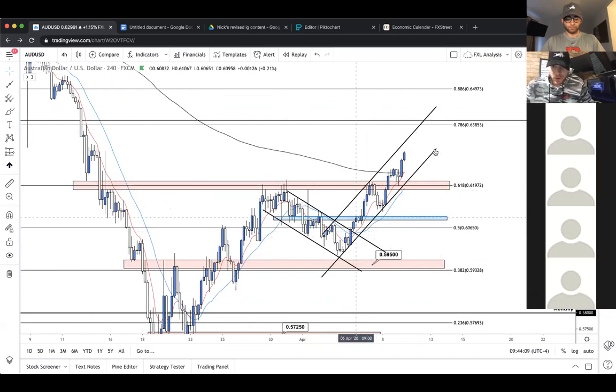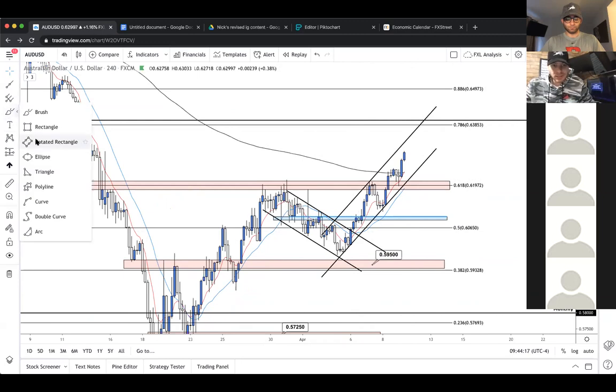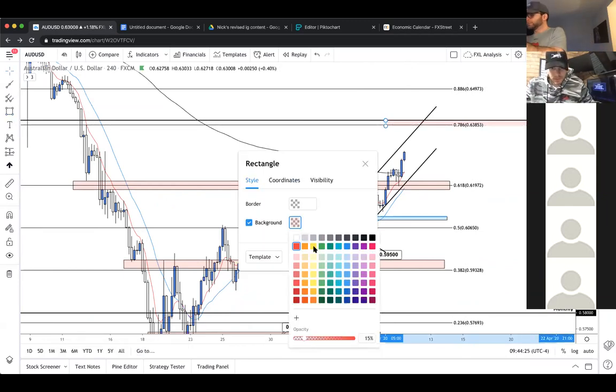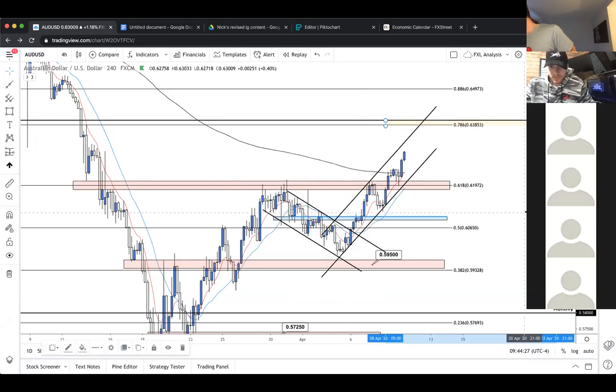We got this 4-hour bullish trend. It's pretty steep. I see no reason why we can't reach this weekly, the 78.6 area, at the very least this week and potentially into next week. So I'm just going to draw this highlighted zone here as a target for you guys so you can clearly see it. Go to market as yellow.